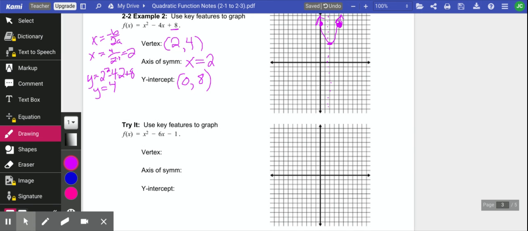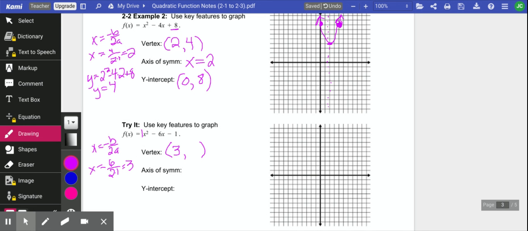All right, let's do the same thing on the next one. We want to use the key features to graph this thing. So first we want to find the vertex. It's not in vertex form, so we're going to use x equals negative b over 2a. So in our problem, b is negative 6. So negative negative 6 is going to be positive 6. And then a is 1. So we get 6 divided by 2, which is 3.